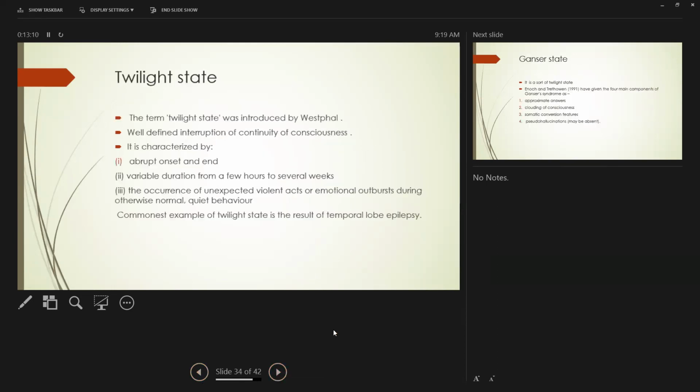Then there is twilight state. The term was introduced by Westphal. It is a well-defined interruption in continuity of consciousness. It is characterized by abrupt onset and end, variable duration from a few hours to several weeks, and the occurrence of unexpected violent acts or emotional outburst during an otherwise normal quiet behavior. The commonest example of twilight state is seen in temporal lobe epilepsy.